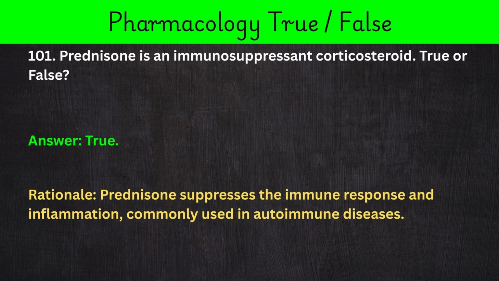101. Prednisone is an immunosuppressant corticosteroid. True or false? Answer: true. Rationale: prednisone suppresses the immune response and inflammation, commonly used in autoimmune diseases.